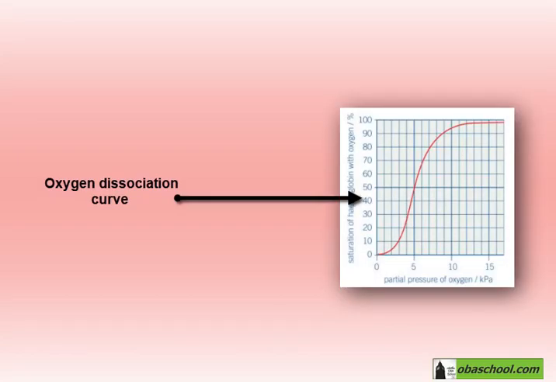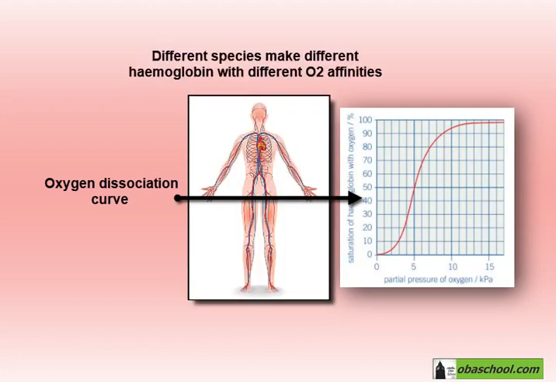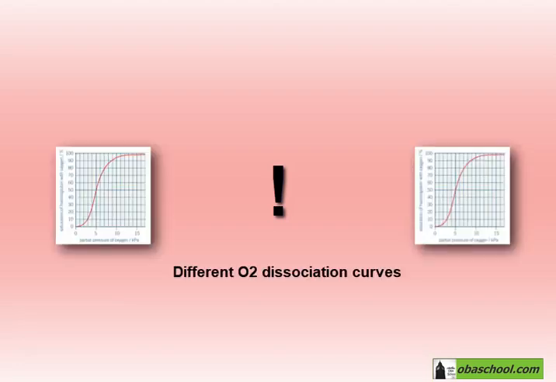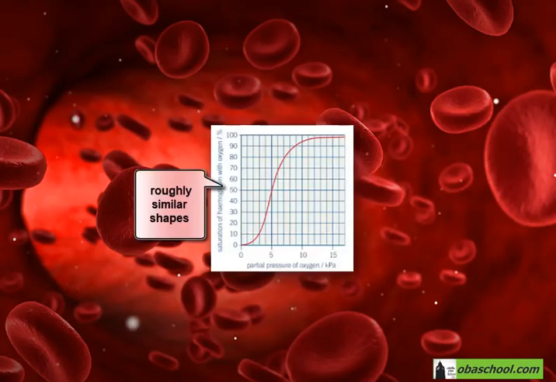So we looked at the oxygen dissociation curve, and if you remember, we said that different species make different kinds of hemoglobin that differ slightly in their shape. However, this slight difference will cause a difference in the oxygen affinity. This means we should have different oxygen dissociation curves for different species. All of them will have roughly a similar shape, however, they will differ in their position on the axis.